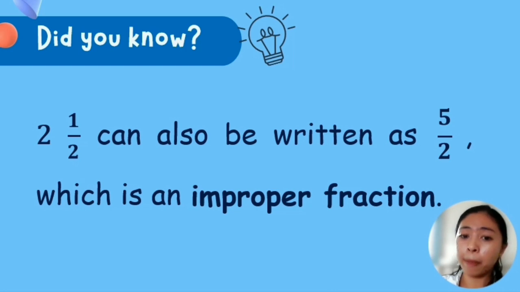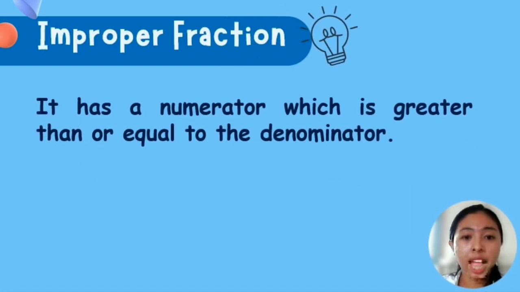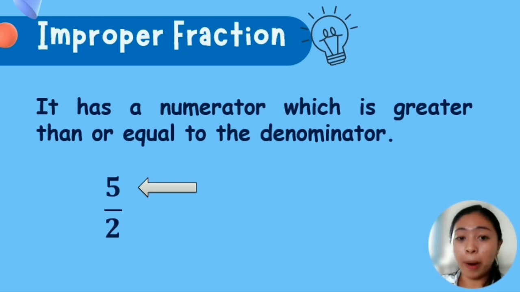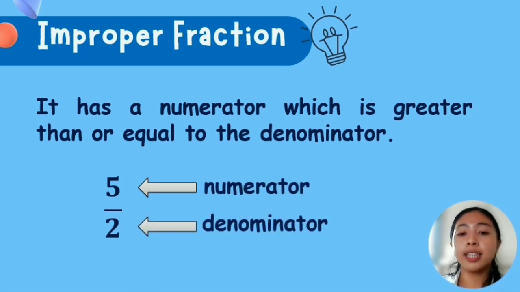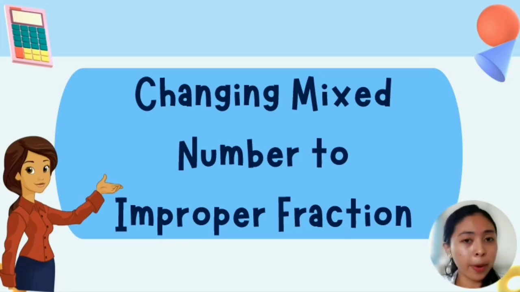Do you know what an improper fraction is? An improper fraction has a numerator which is greater than or equal to the denominator. In the example given, 5/2 is an example of an improper fraction. 5 here is the numerator and 2 is the denominator. 5 is greater than 2, so 5/2 is an improper fraction. Since you already know what a mixed number and an improper fraction are, let's now change a mixed number to an improper fraction.